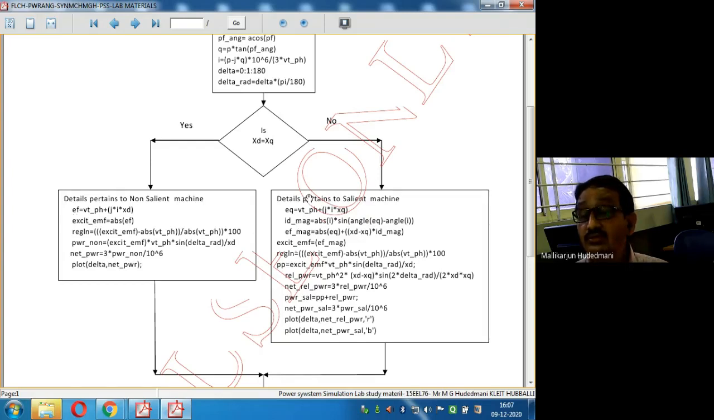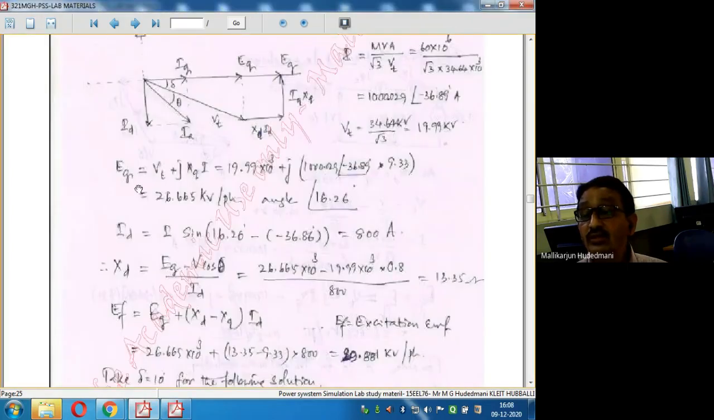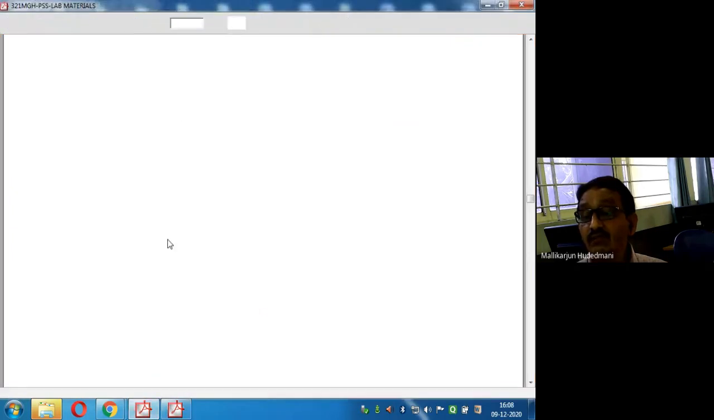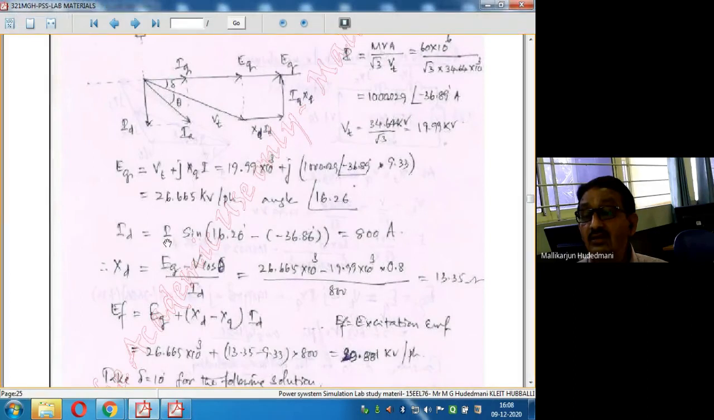Therefore, pertaining to the salient pole machine, what is EQ? What is being done over here should be seen very, very carefully. One-to-one representation over here: Vt per phase plus complex operator j, current into XQ. Then what is the magnitude of ID? ID which we have seen here. What was ID for me? ID is I, what I get from this calculation, I sine of the angular difference between delta and theta, or EG and IA. This angle is inside the sine function, outside I.